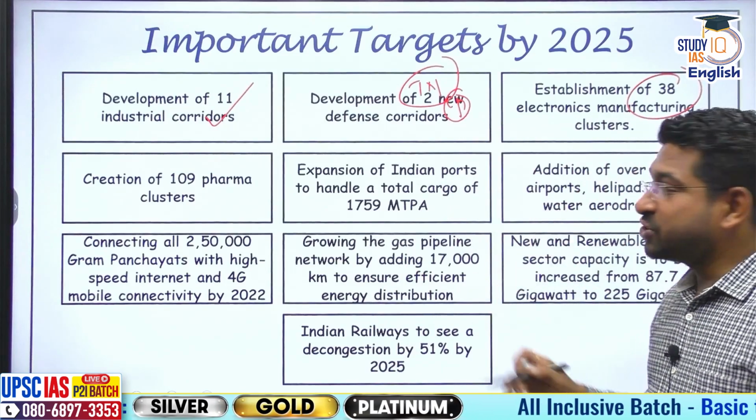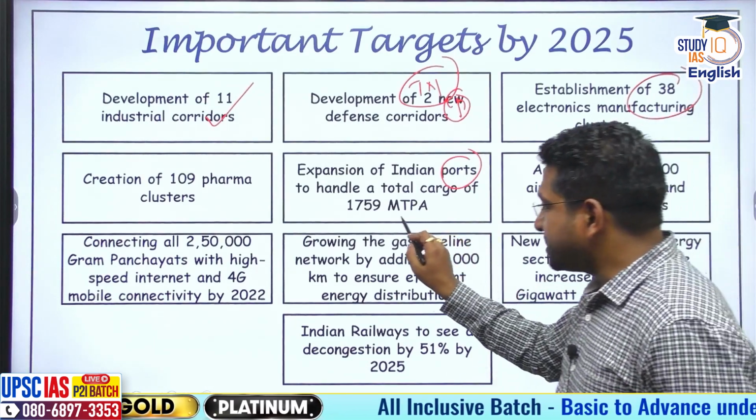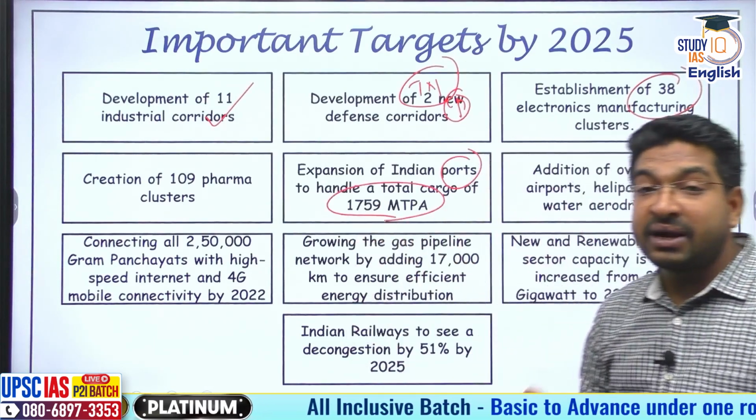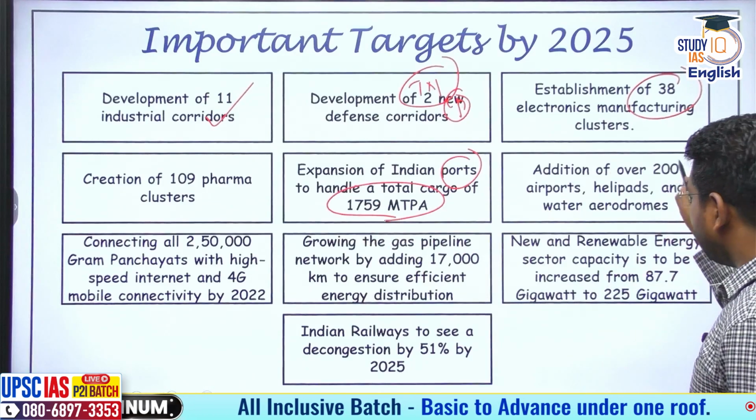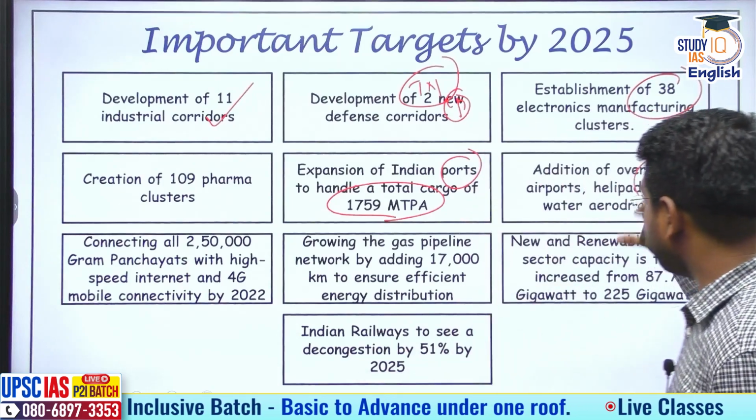There will be expansion of Indian ports, where some progress has been made, where the total handling capacity would be 1759 million tons per annum. Apart from that, there would be addition of more than 200 airports, helipads, and water aerodromes.